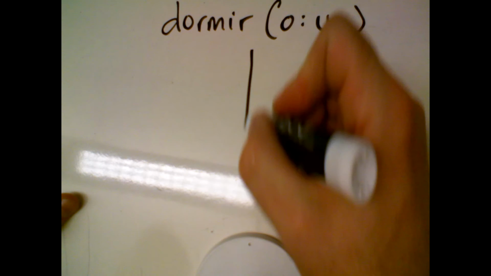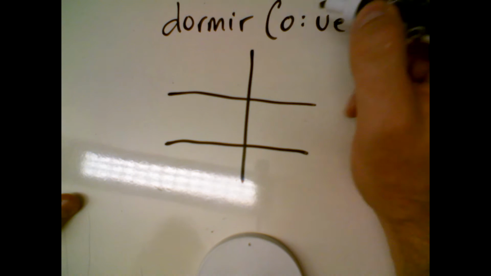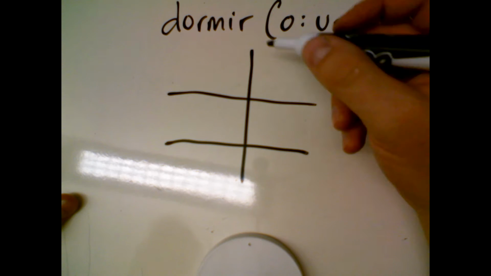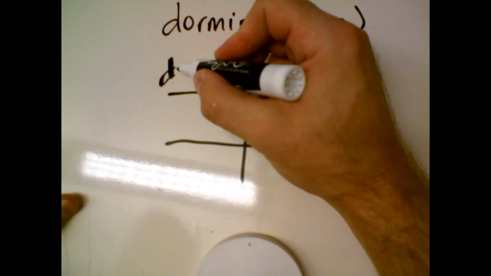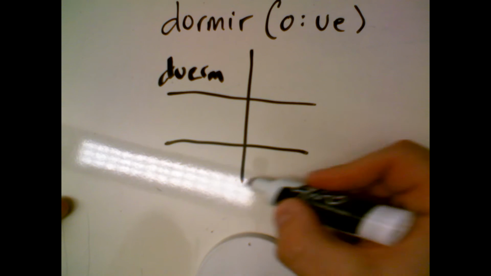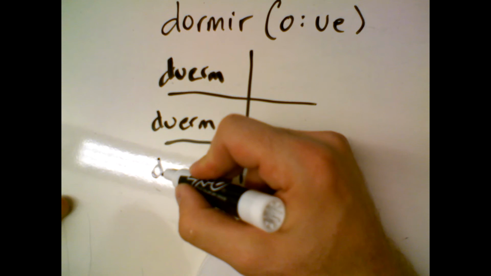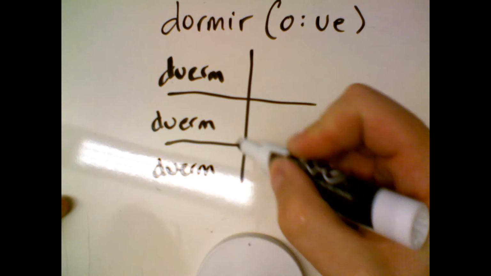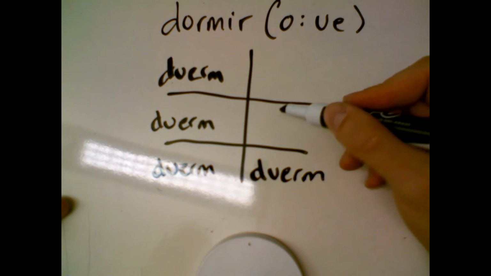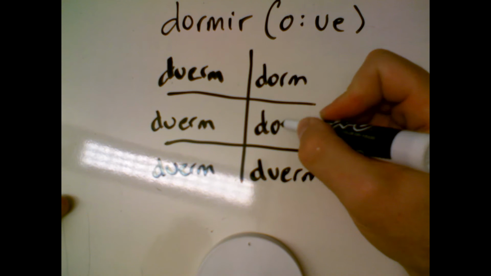So again, I'll make my chart. And then I'm going to change this O over here to a UE in those same 4 positions like I did for cerrar. So I'm going to have D-U-E-R-M, like that. And that's going to go for all of these 4 right here. And then these 2 over here will not have that O to UE change. So I'll just have D-O-R-M and D-O-R-M.